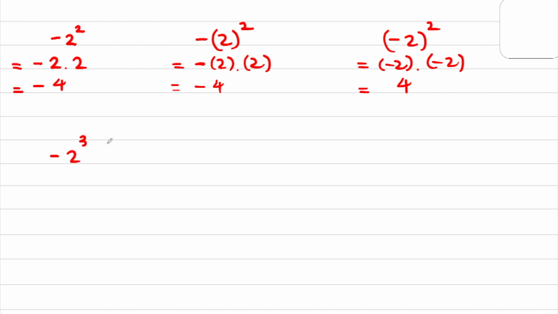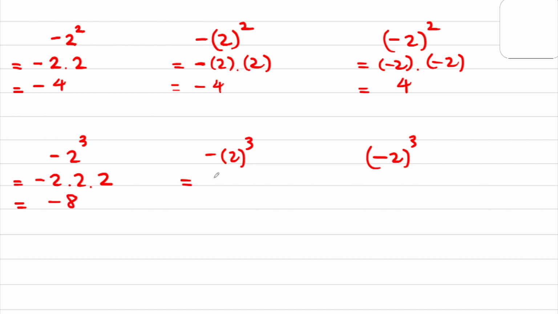And how about the cube? Here you have 3, minus 2 and cube, and then you have minus 2 one more time inside the bracket, and you have the cube outside in the exponent position. For the first writing, this means 2 times 2 times 2, and minus 8 will be the result.